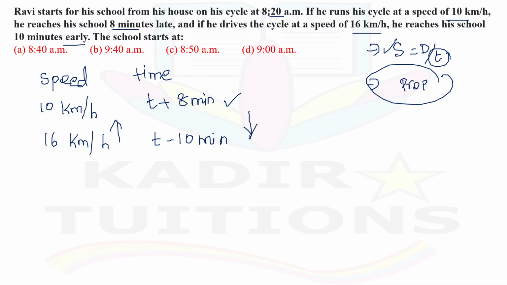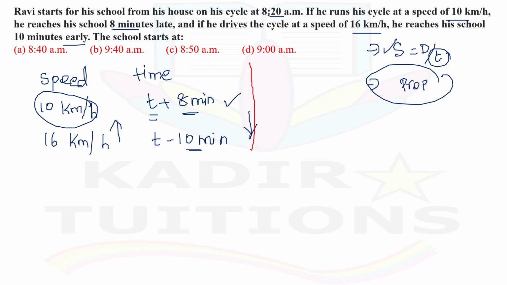But before that, see here, the time needs to be in hours. Why? Because the speed is given in kilometers per hour, so obviously the time also needs to be in hours. But here they have given 8 minutes and 10 minutes, so we have to convert these 8 minutes and 10 minutes to hours, then only we can proceed with this problem. First let's do that.